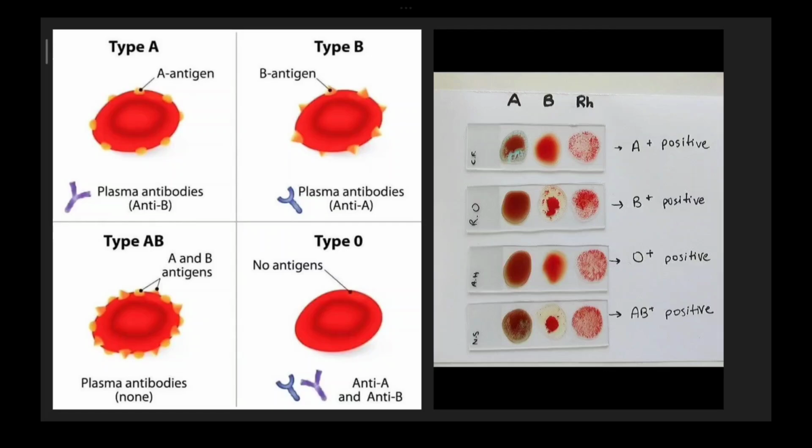Now here is the test of how you are going to conduct and find out whether a person's blood is A, B or AB.